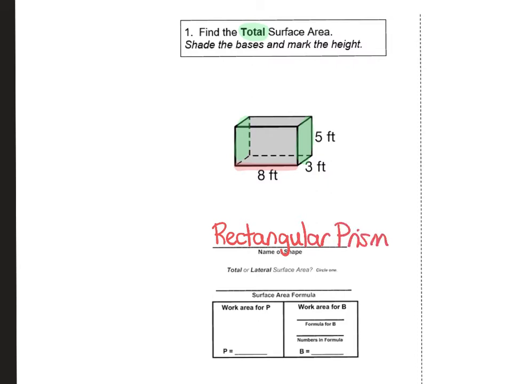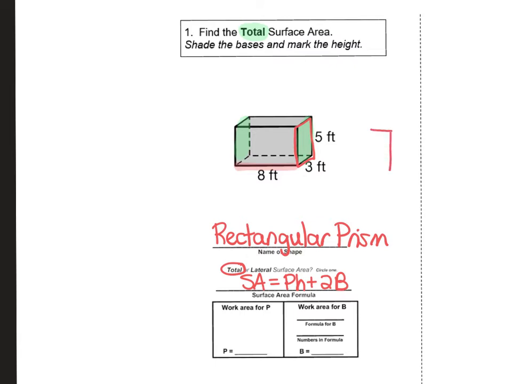The next part is circle what am I asking for? Make sure you go back and read the question. And it does say we are looking for total. So then it says, what is the formula for total? And we just learned that it's SA equals P times H plus 2B. So notice I'm going to give you work areas so that we're going to do this in little pieces.